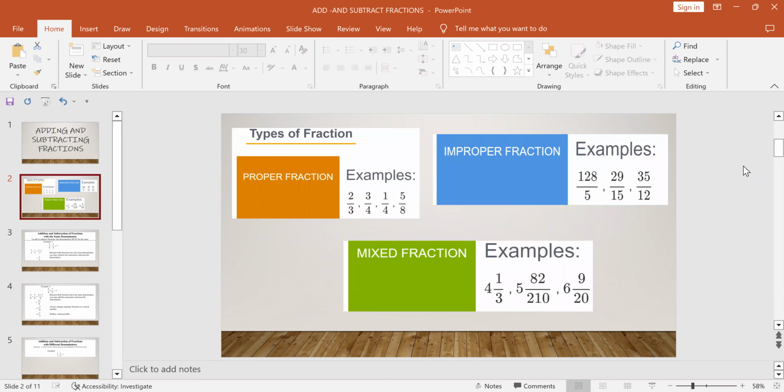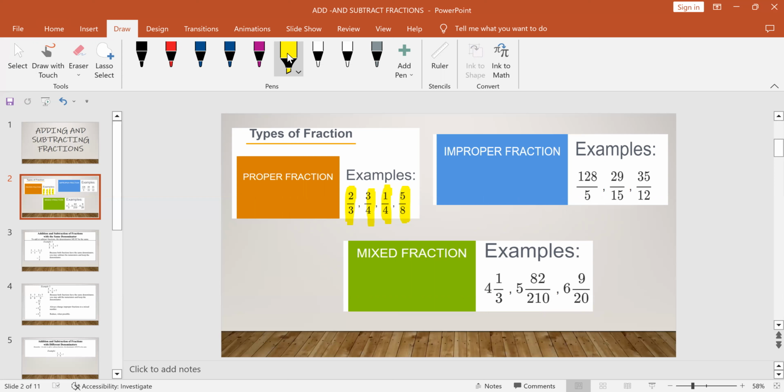Example of a proper fraction. So here, let's highlight, we have 2 over 3. That's a proper fraction. 3 over 4, 1 over 4, 5 over 8. Understand that when they say proper fraction, the numerator, the number on top, is smaller than the denominator, the number in the bottom.